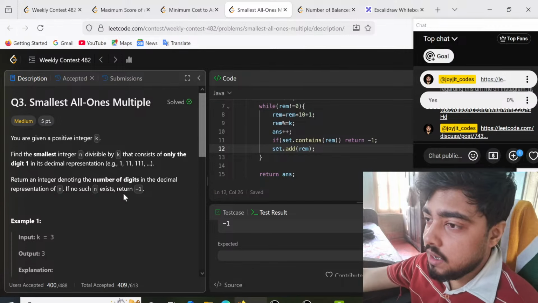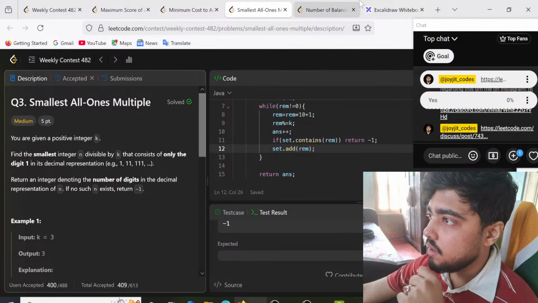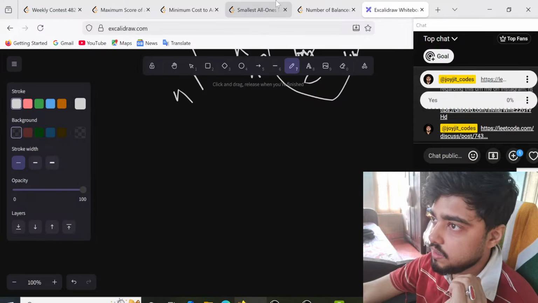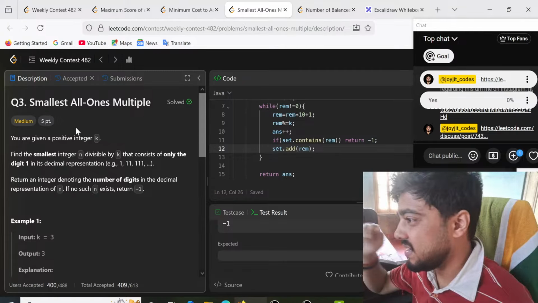so basically this is more of a division type of thing. You know long division. There is a long division thing.